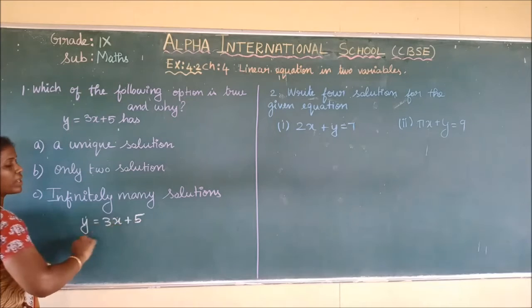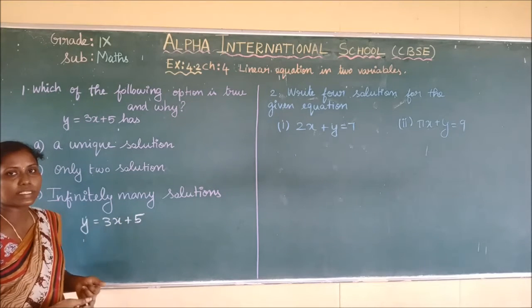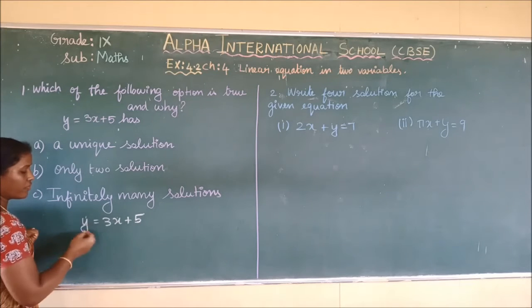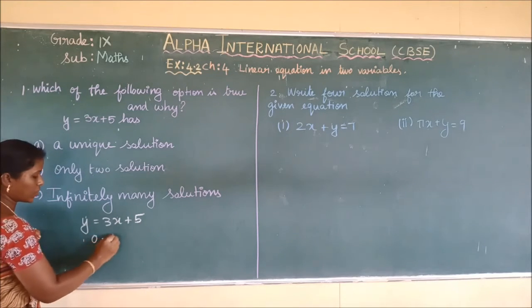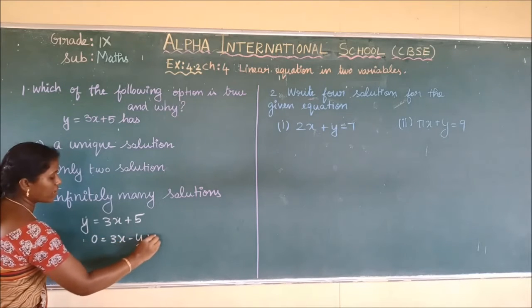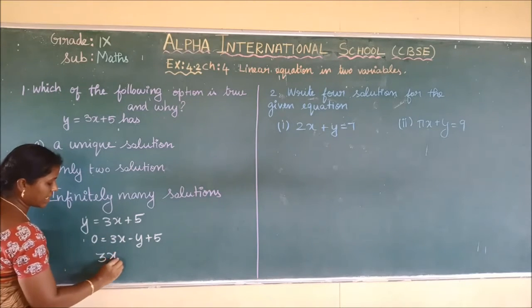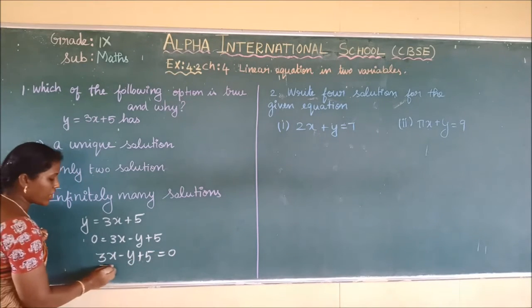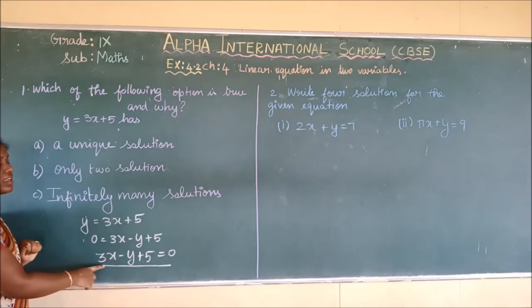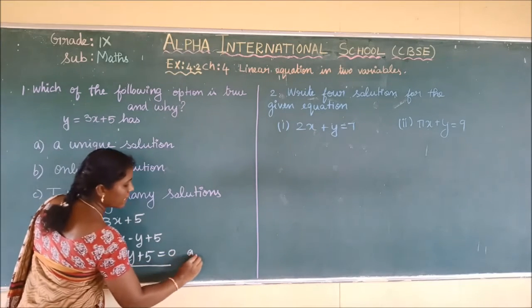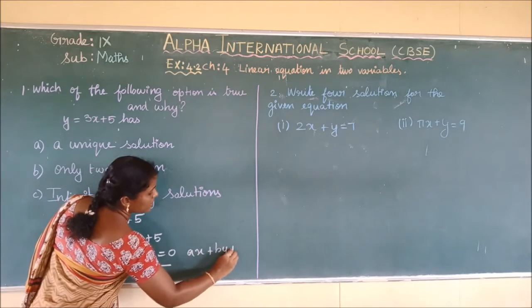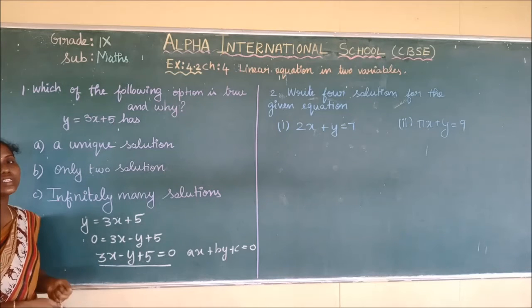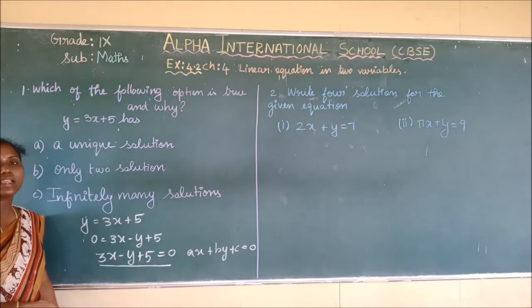Okay, in the first exercise we arranged the equations in the form of ax plus by plus c is equal to 0. Here, let us arrange the equation and see. If we rearrange the equation, we will have 0 is equal to 3x minus y plus 5. That can be written as 3x minus y plus 5 is equal to 0. So what type of equation is this? This is a linear equation. By comparing we get the form ax plus by plus c is equal to 0. So this given equation is a linear equation in two variables, having the variables x and y.